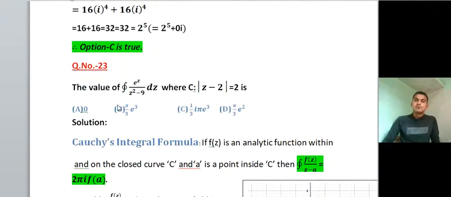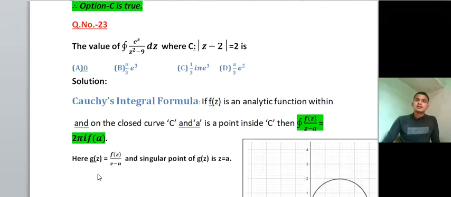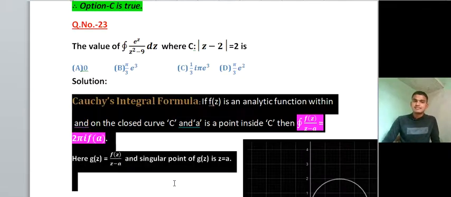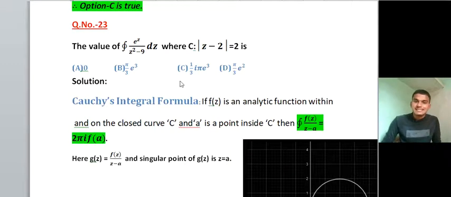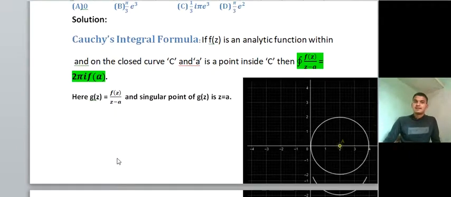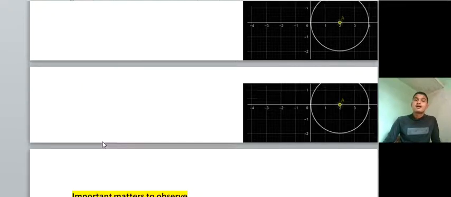Okay, so this problem can be solved by using Cauchy's integral theorem. Okay, you can also use residue theorem to solve this problem, but it is best to use Cauchy's integral formula to solve this problem. Okay, so what is Cauchy's integral formula? You can see this formula once. Please see this formula carefully and remember this formula if you have not remembered. Okay, let's go to the problem.